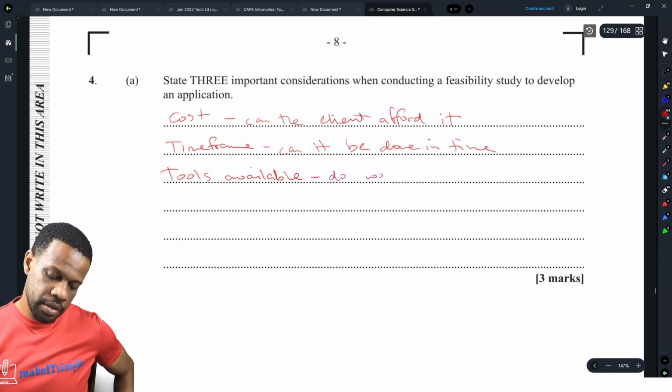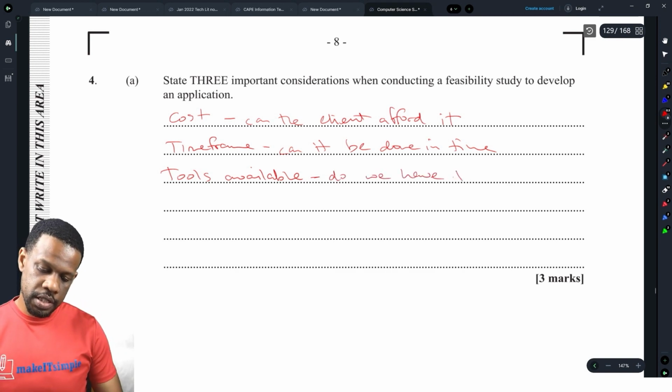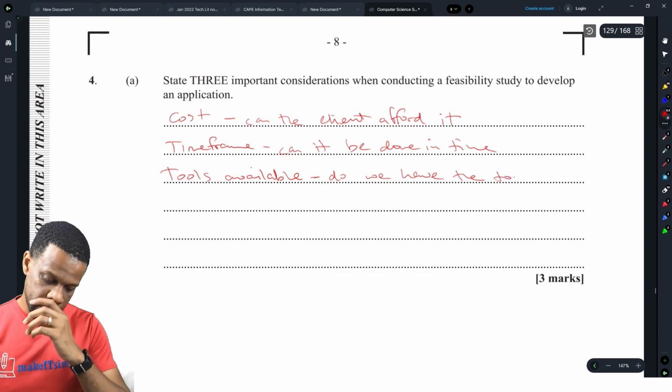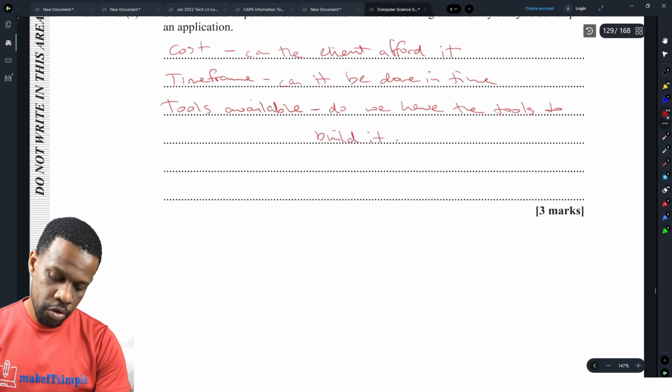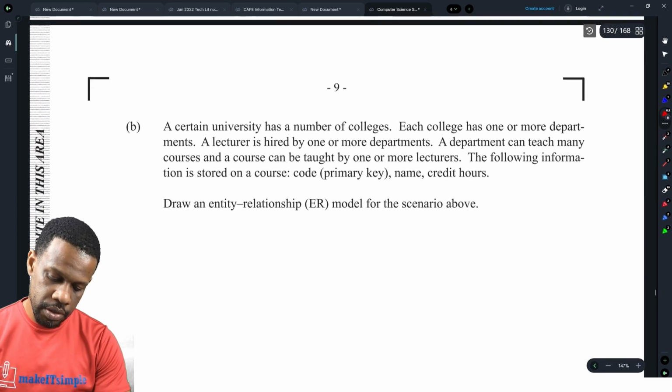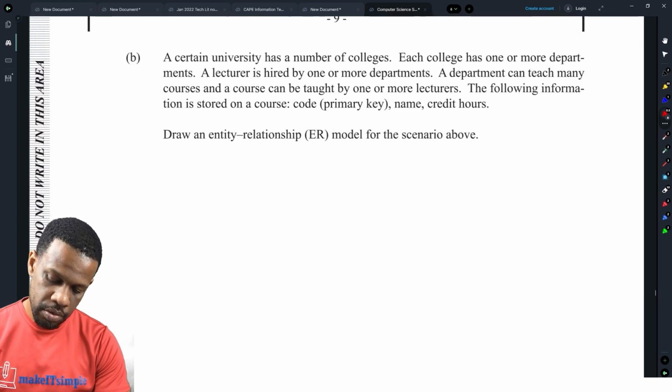Part B, a certain university has a number of colleges. Each college has 1 or more departments. A lecturer is hired by 1 or more departments. A department could teach many courses, and a course can be taught by 1 or more lecturers. The following information is stored on a course: code, credit, and credit hours. Try the ERD for this. 12 marks. This one not that bad.